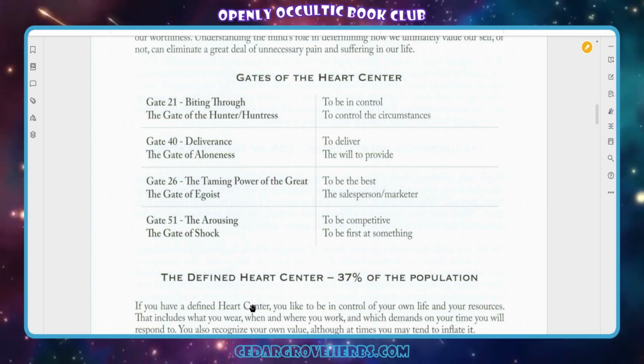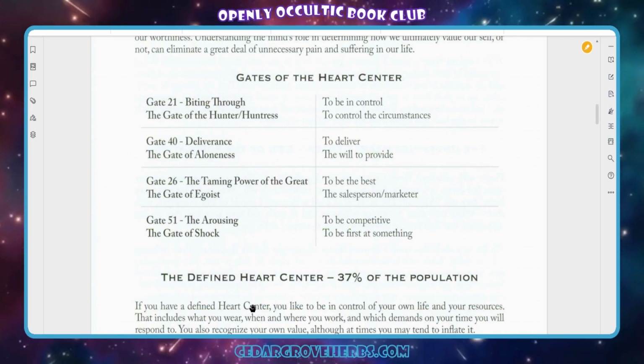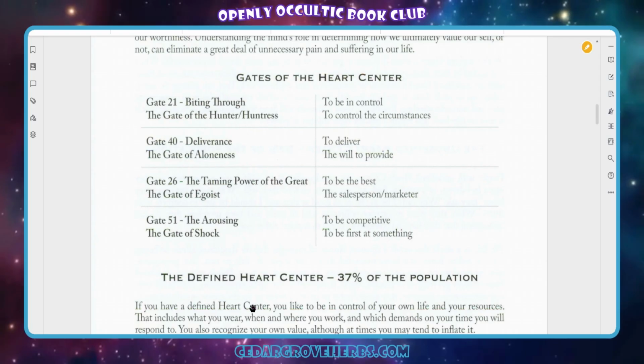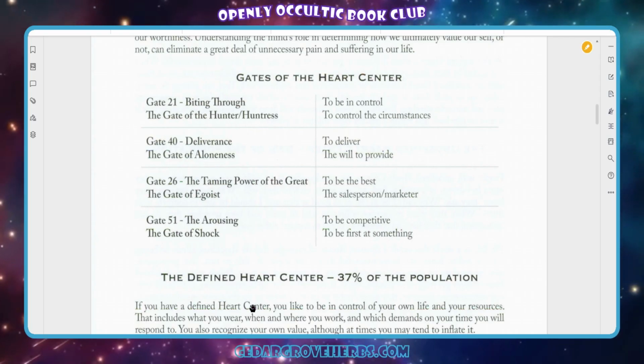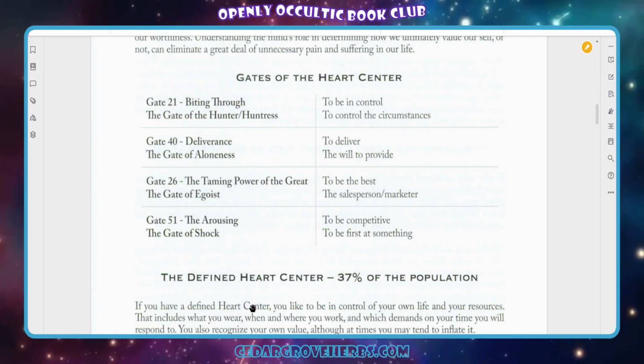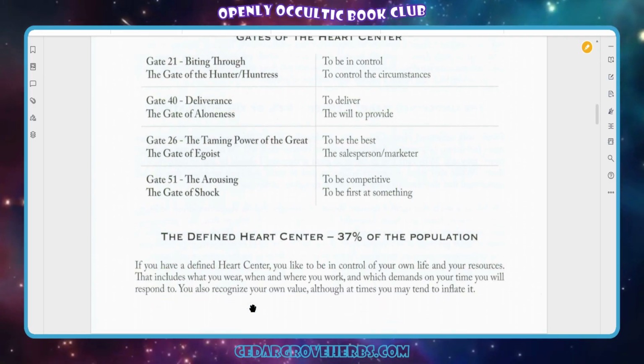That's interesting. I noticed on the other ones, the fear that comes with each gate was also listed, but here on the gates of the heart center, it doesn't give us that third line, letting us know the fear that comes with that gate.